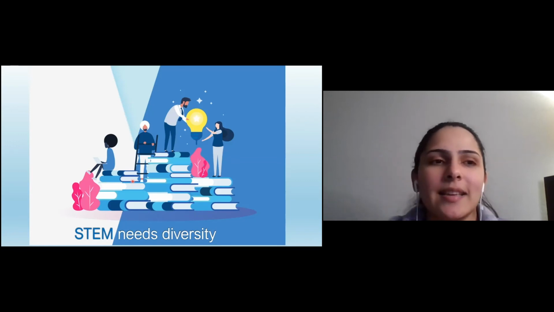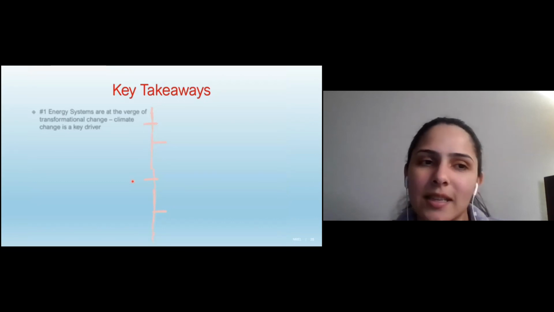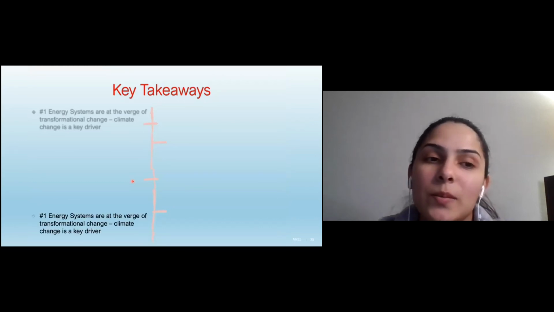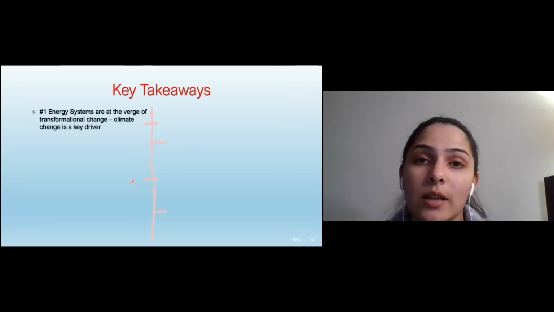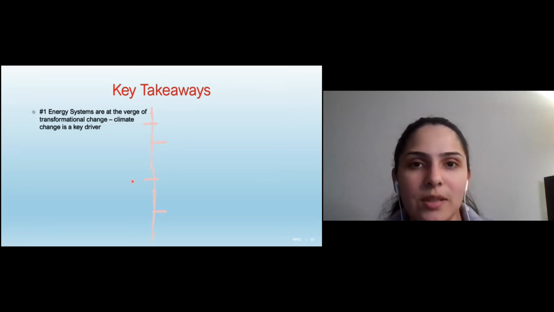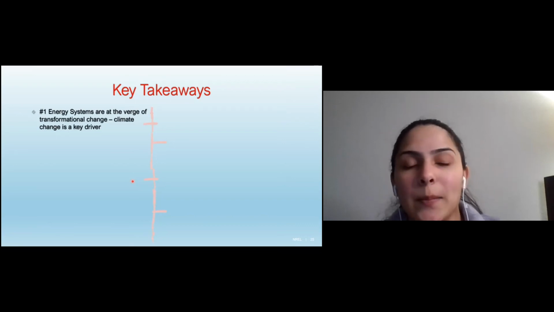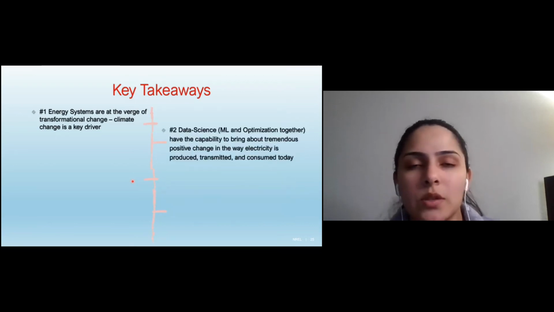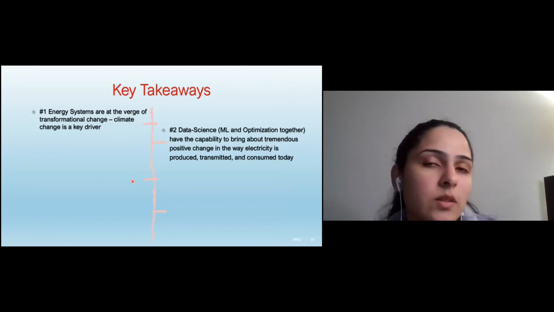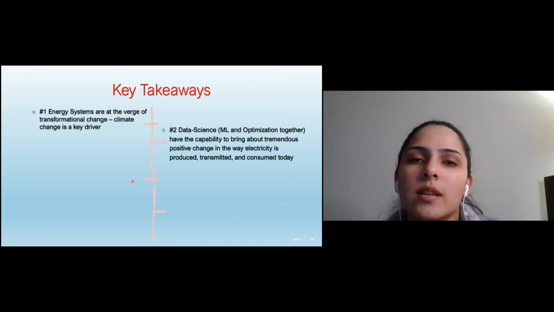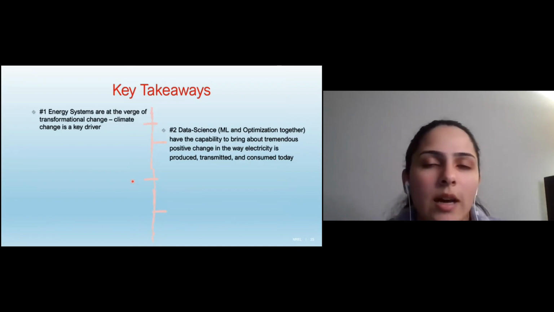So with that, I think I'll get to the key takeaways today. Energy systems are at the verge of transformational change, and climate change is kind of at its root. It's driving all those changes. Then data science, be it machine learning or optimization, or them together, has the capability to bring about tremendous positive change in the way electricity is produced, transmitted, and consumed today. Because the goal really is to be able to bring down the carbon emissions.